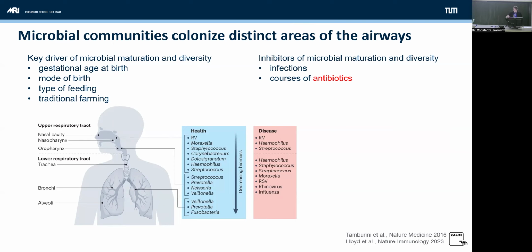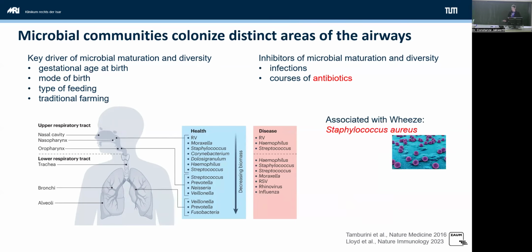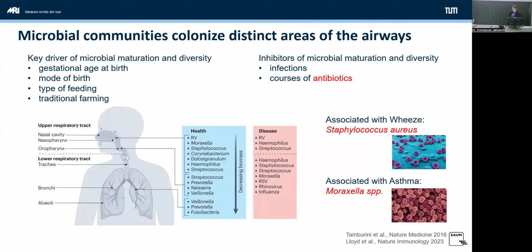Inhibitors of this microbial maturation, therefore, are infections, but also the courses of antibiotics in very small children can lead to a dominance of some of these bacteria. Two of them are associated with wheeze and asthma. Staphylococcus aureus dominance is associated with wheeze, and the appearance of Moraxella in any subtype, but mainly Moraxella catarrhalis, is associated with asthma, in particular in combination with RSV infections.